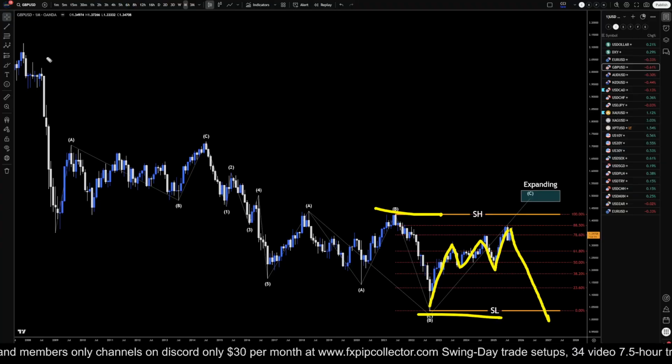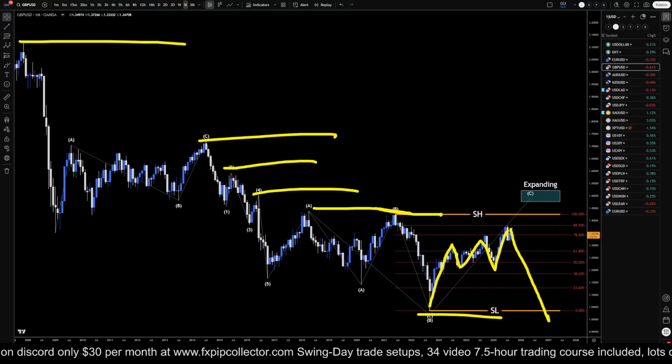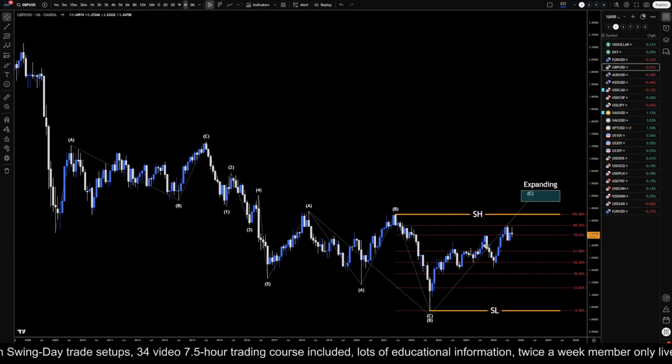That is a very, very likely scenario because this higher time frame is definitely all lower lows, lower highs. This is definitely a downtrend on the monthly. It could make another lower high and it could keep on going down. So we have two completely different analyses, two completely different directions.